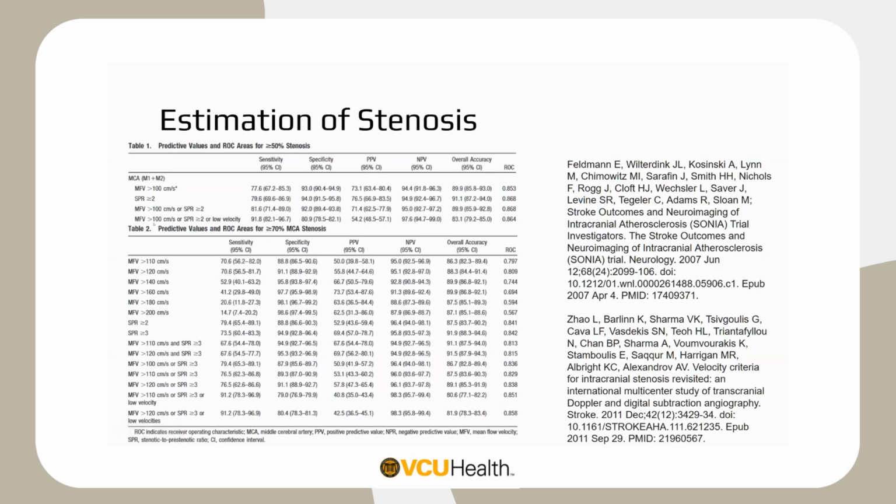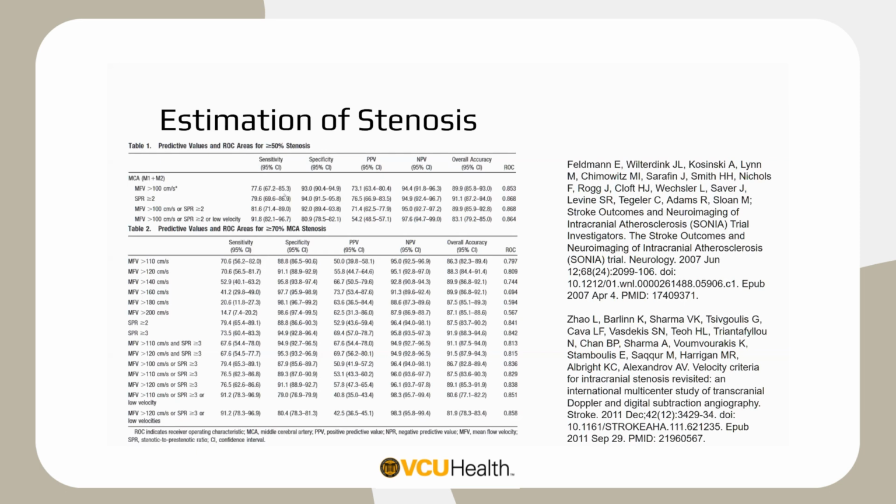Looking at the mean flow velocities, there was a large trial, the SONIA trial, which was a prospective trial essentially validating TCD and MRA assessments of vessel diameter compared to a DSA, a catheter angiogram, as a gold standard. And that put forward some cutoffs, and we can see the performance here. The ones with the asterisk are the original SONIA trial cutoff. So mean flow velocity greater than 100 as a cutoff to detect MCA stenosis greater than 50%.